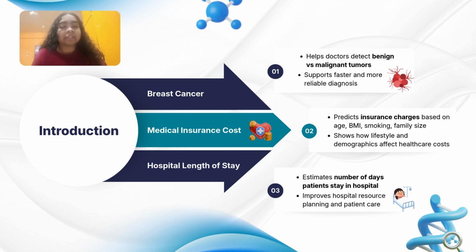Doctors need a fast and reliable method to detect disease. Insurance companies need to estimate patient costs fairly, and hospitals must plan resources based on how long patients are likely to stay. In this project, we applied machine learning techniques to three different problems. First is classifying tumors as benign or malignant. Second, predicting medical insurance charges based on lifestyle and demographic features. And the third will be estimating how many days a patient will stay in the hospital.